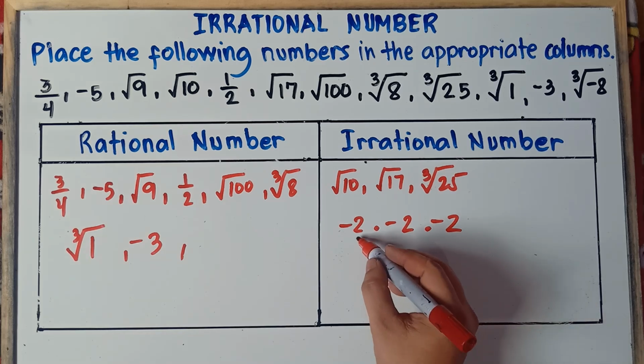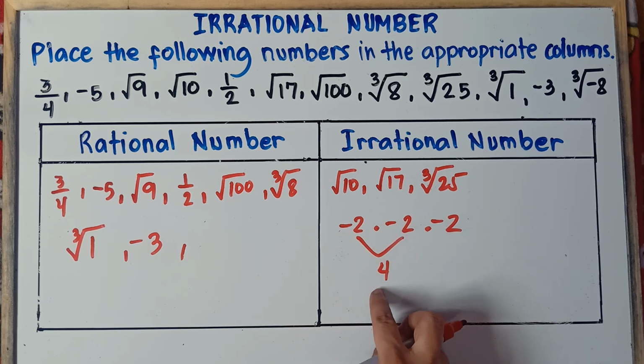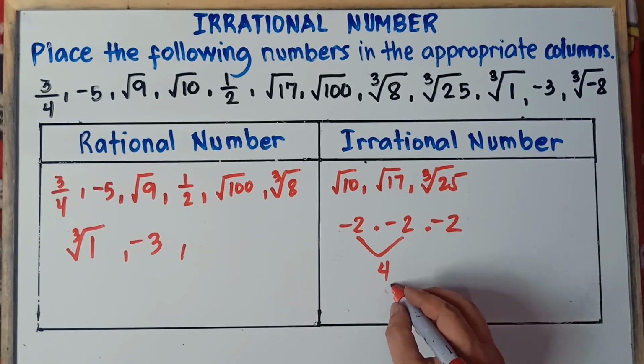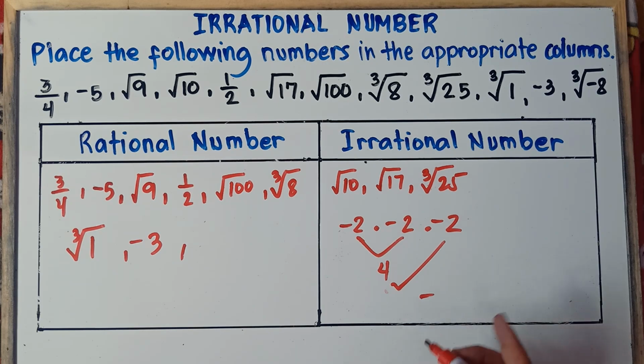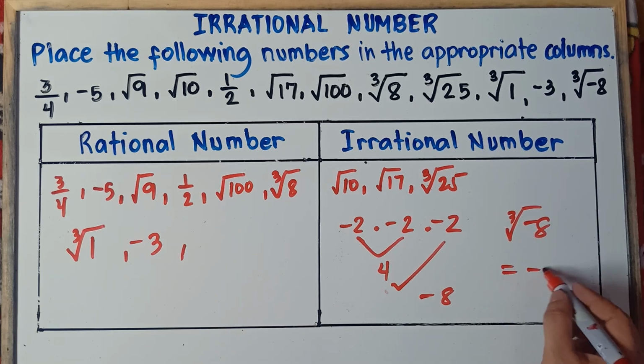Let's check. Negative 2 times negative 2, that's positive 4. Negative times negative is positive. 2 times 2 is 4. And then 4 times negative 2. So positive times negative is negative. 4 times 2, that is 8. So therefore, class, the cube root of negative 8, that is negative 2.